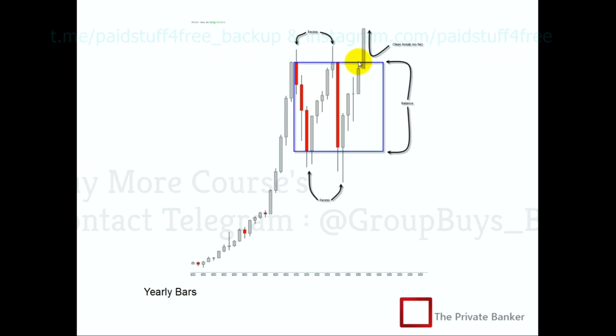Once we were there, we see that this particular bar paused right below the top of this balance, and then of course the next year we see an opening drive type move and it just blows right through that previous resistance. So that's very important information.